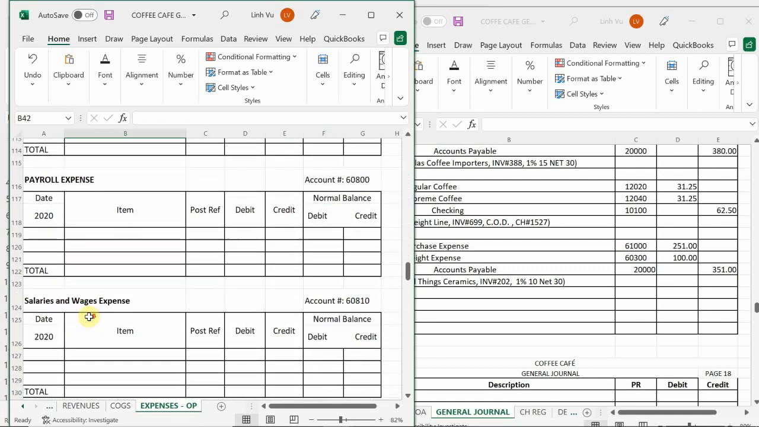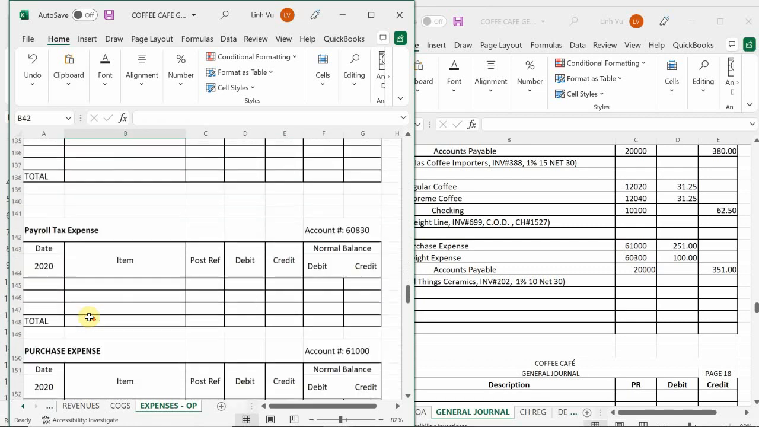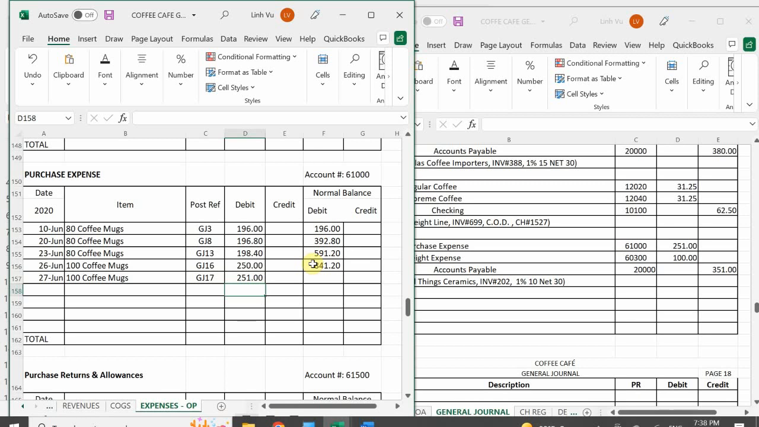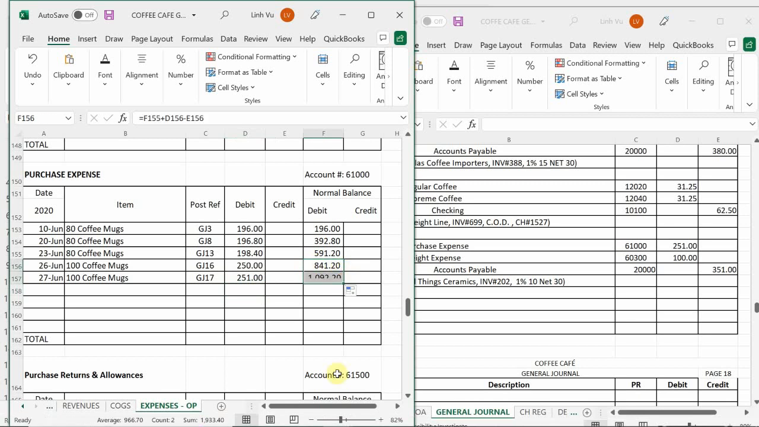We also need to update our purchase expense account. Here we are. We received our 100 coffee mugs for a total of $251. So that gave me a grand total of $1,092.20.